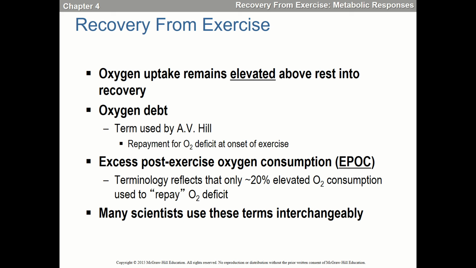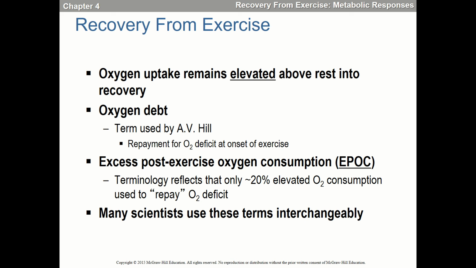Recovery from exercise. Some more terminology going on here. After we're done exercising, does your respiration rate or your breathing or your heart rate go back down to your resting levels immediately? No, of course not. So what is that? There's a couple of terms that I want you to understand here. Oxygen uptake remains elevated above rest into recovery for quite a while. There was an old term called oxygen debt, and most scientists use this interchangeably, but the more accurate term is actually EPOC. So this is what I will call it, EPOC.